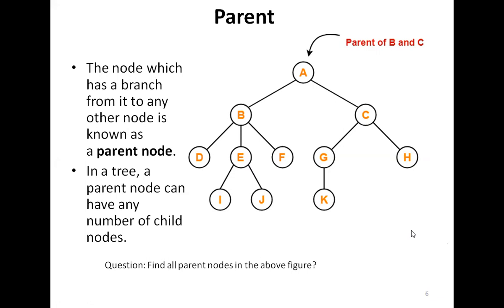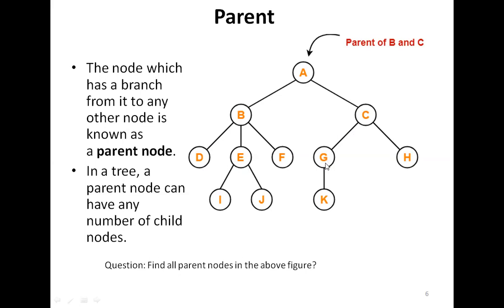So find all parent nodes in the above figure. What are the parent nodes? Tell me. Sir, A, B, C, E, then J. A, B, C, E, then G. G is a parent. Okay.